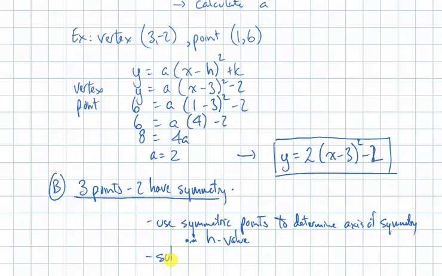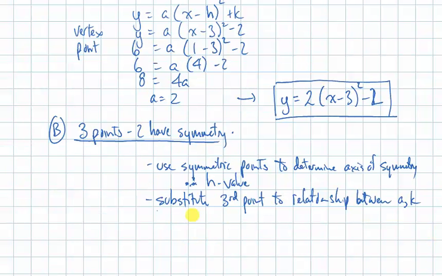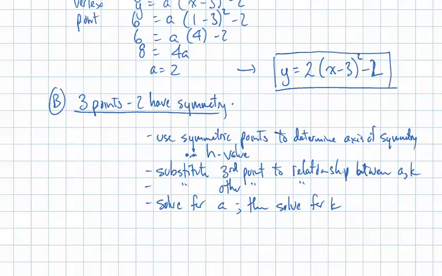Next, you'll substitute the third point to get a relationship, and that relationship is going to be between a and k. Then you're going to substitute one of the other points and get another relationship. You're going to solve for a, and then you're going to solve for k. This is much more confusing sounding, and we definitely need to go through an example here.